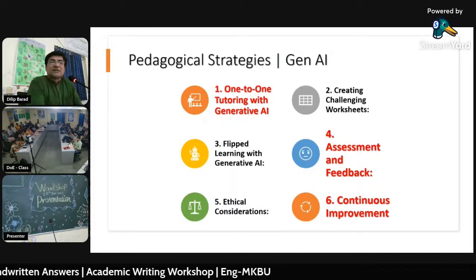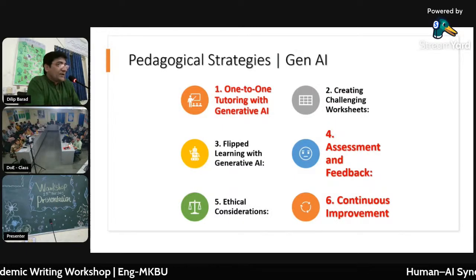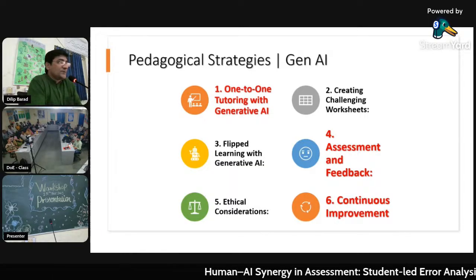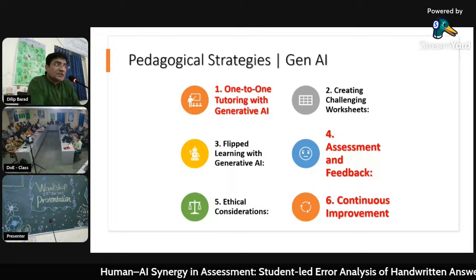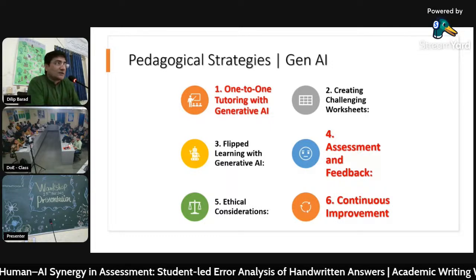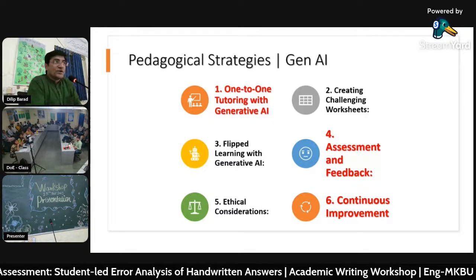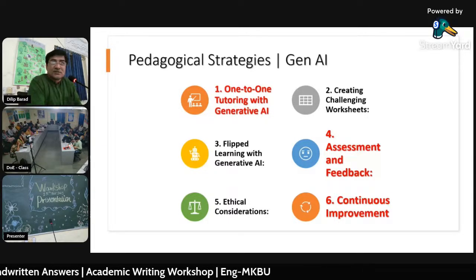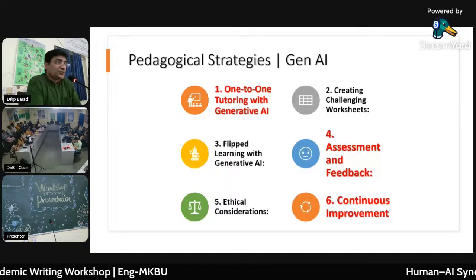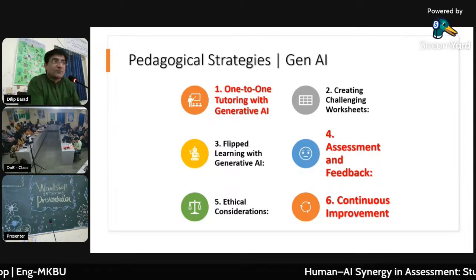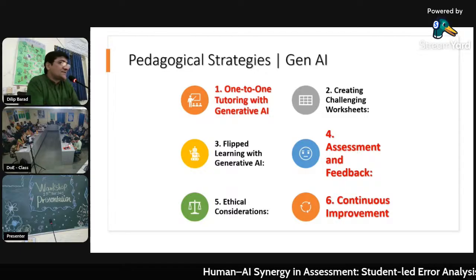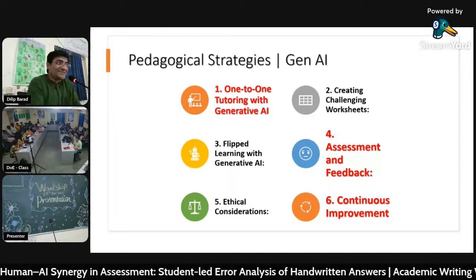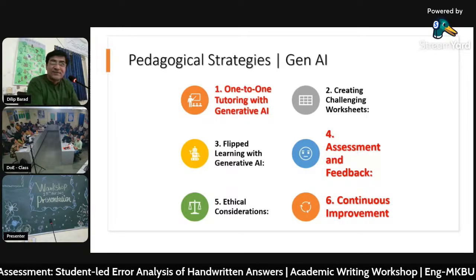When we see pedagogical strategies of using generative AI, we have many ways of looking at it. Out of 6 very important points which people talk a lot about nowadays, we have tried 3, the ones marked in red here. One is one-to-one tutoring with generative AI. You will get a kind of personal tutor who will always be with you, 24x7, to guide you how to write and what mistakes you make. Whenever you ask, the teacher will answer that this is the mistake, this is the error, and this way you can improve the quality.